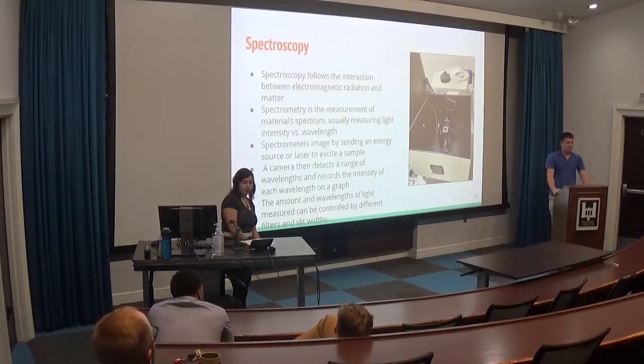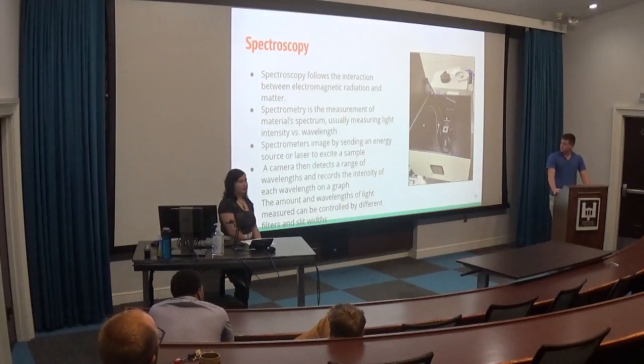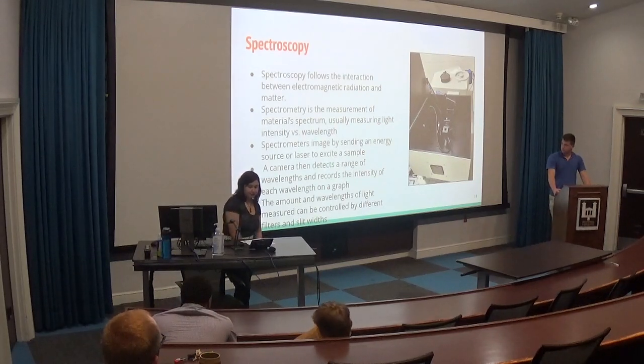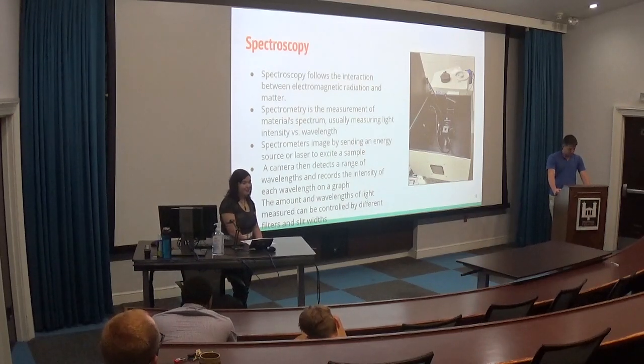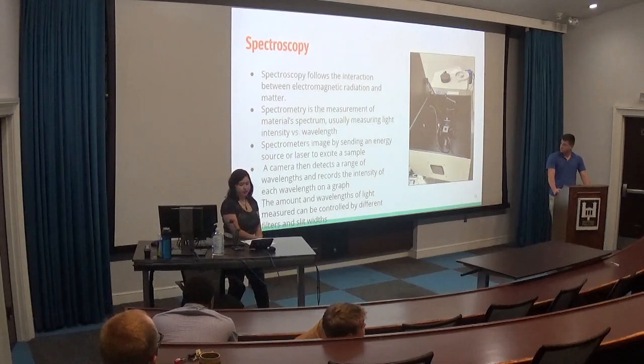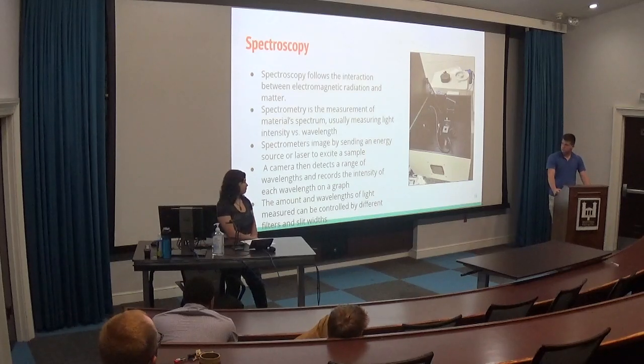Unlike microscopes, spectroscopy follows the interaction between electromagnetic radiation and matter, typically measuring the intensity of light versus the wavelength. Spectrometers work by sending an energy source, usually a laser, to excite a sample. Our laser that we used was a 405 nanometer. A camera then at the end of the spectrometer quantitatively measures the intensity of the light for a given wavelength and graphs the data collected. The intensity and wavelength of the measured light can be adjusted with filters and slit widths on the spectrometer.